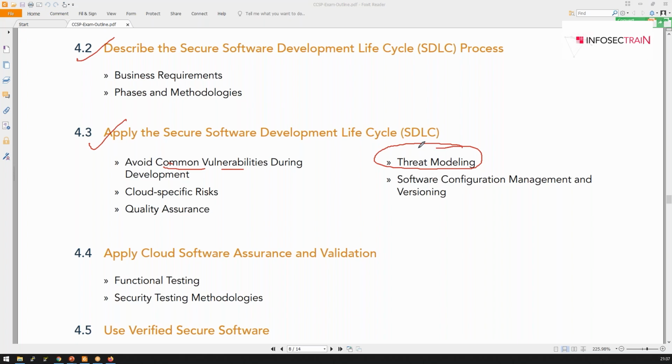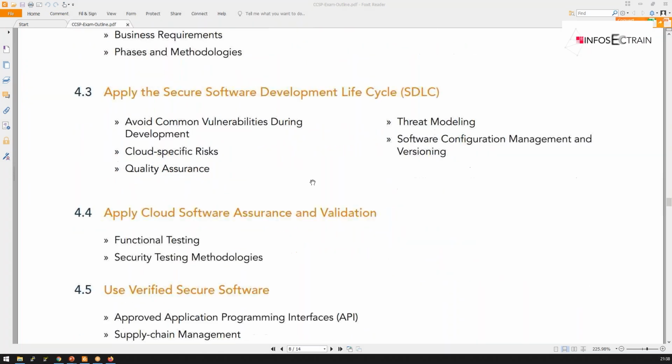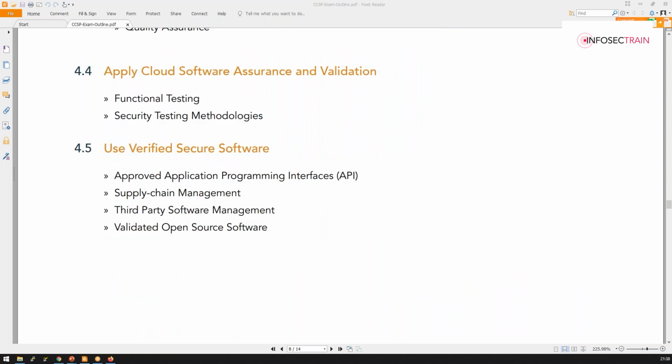For doing threat modeling, we have a lot of models. For example, the STRIDE model, then we have the DREAD model, PASTA. We have a lot of models like this for threat modeling. The next one is that you have to understand how we do cloud software assurance and validation, and what all things are there for proper security.